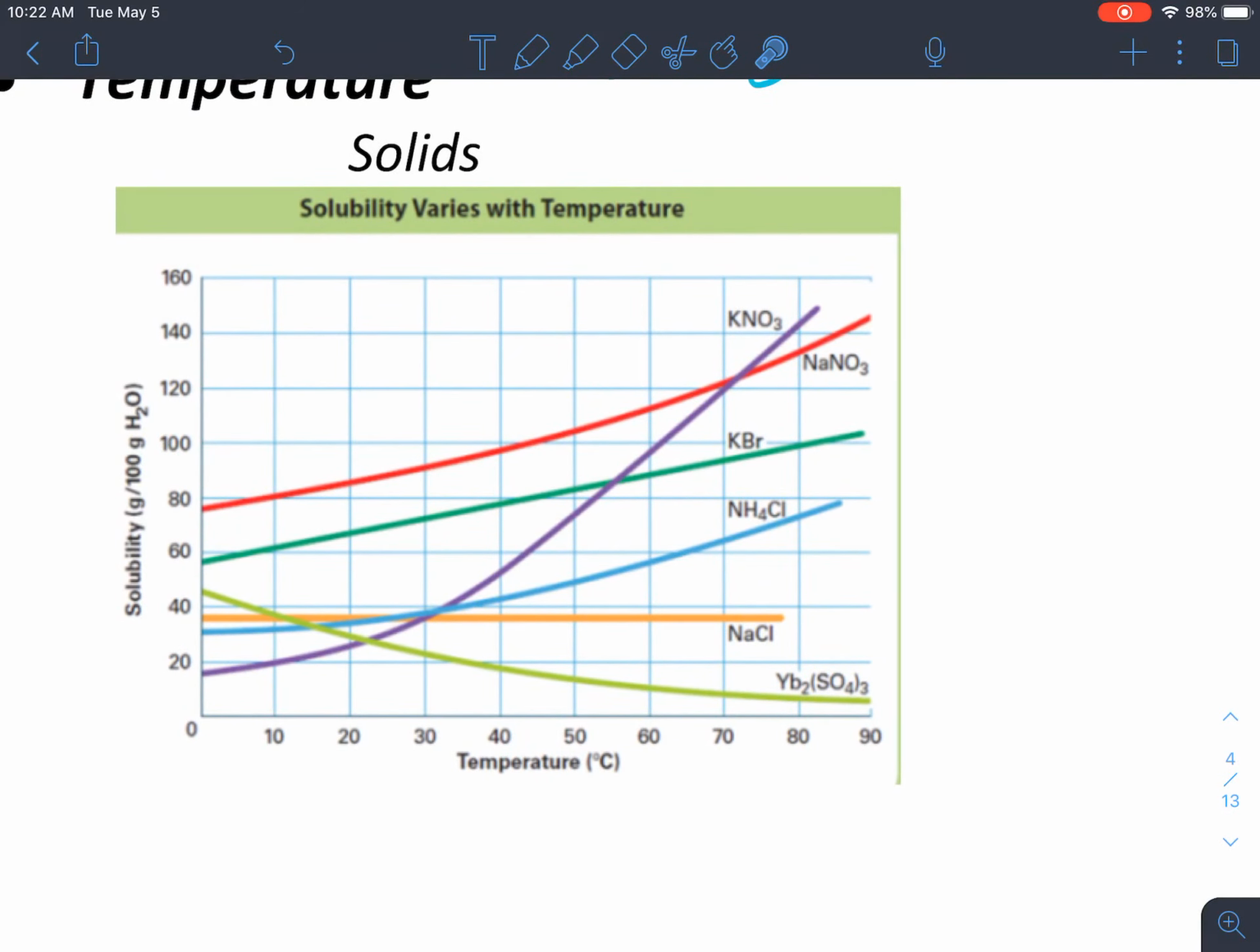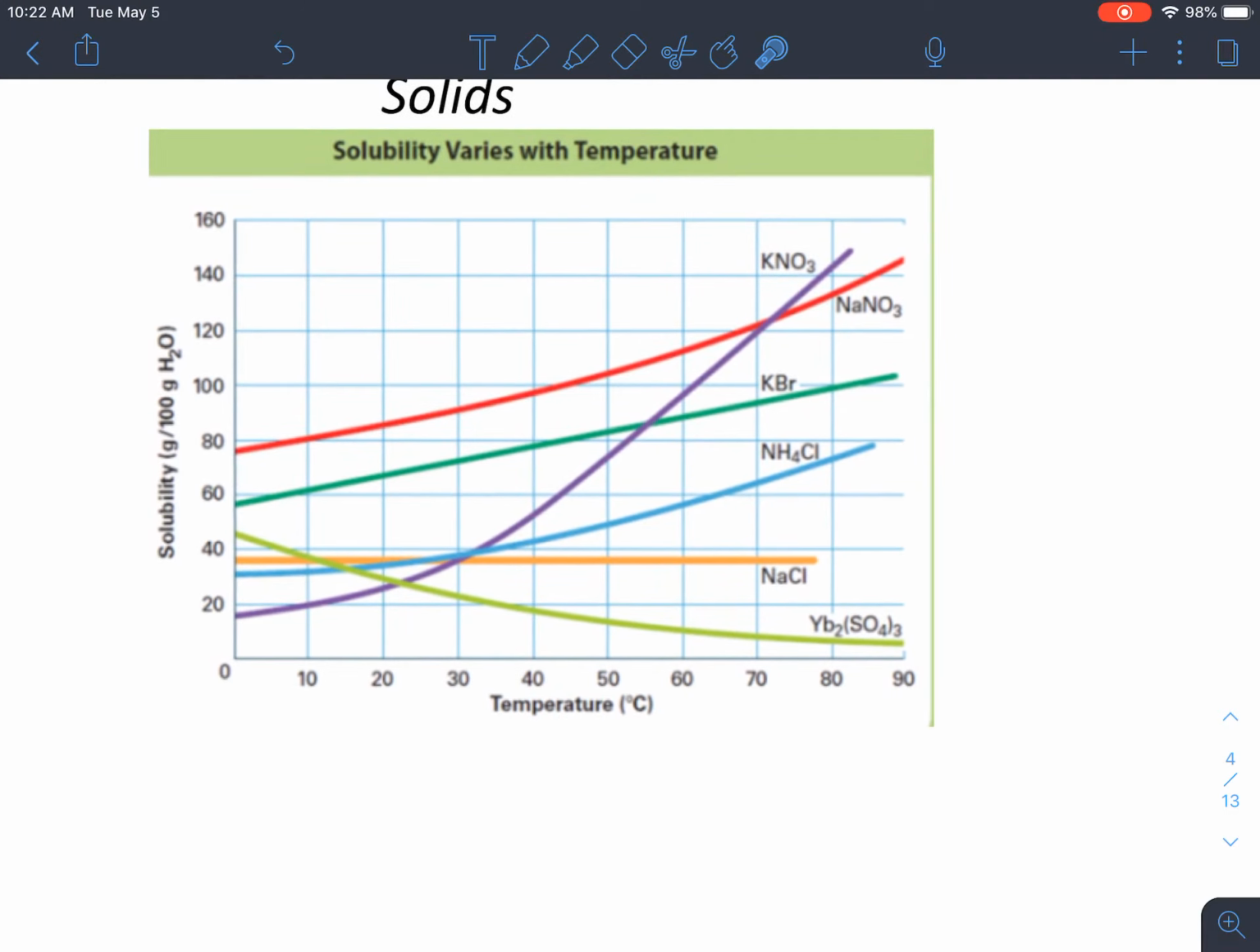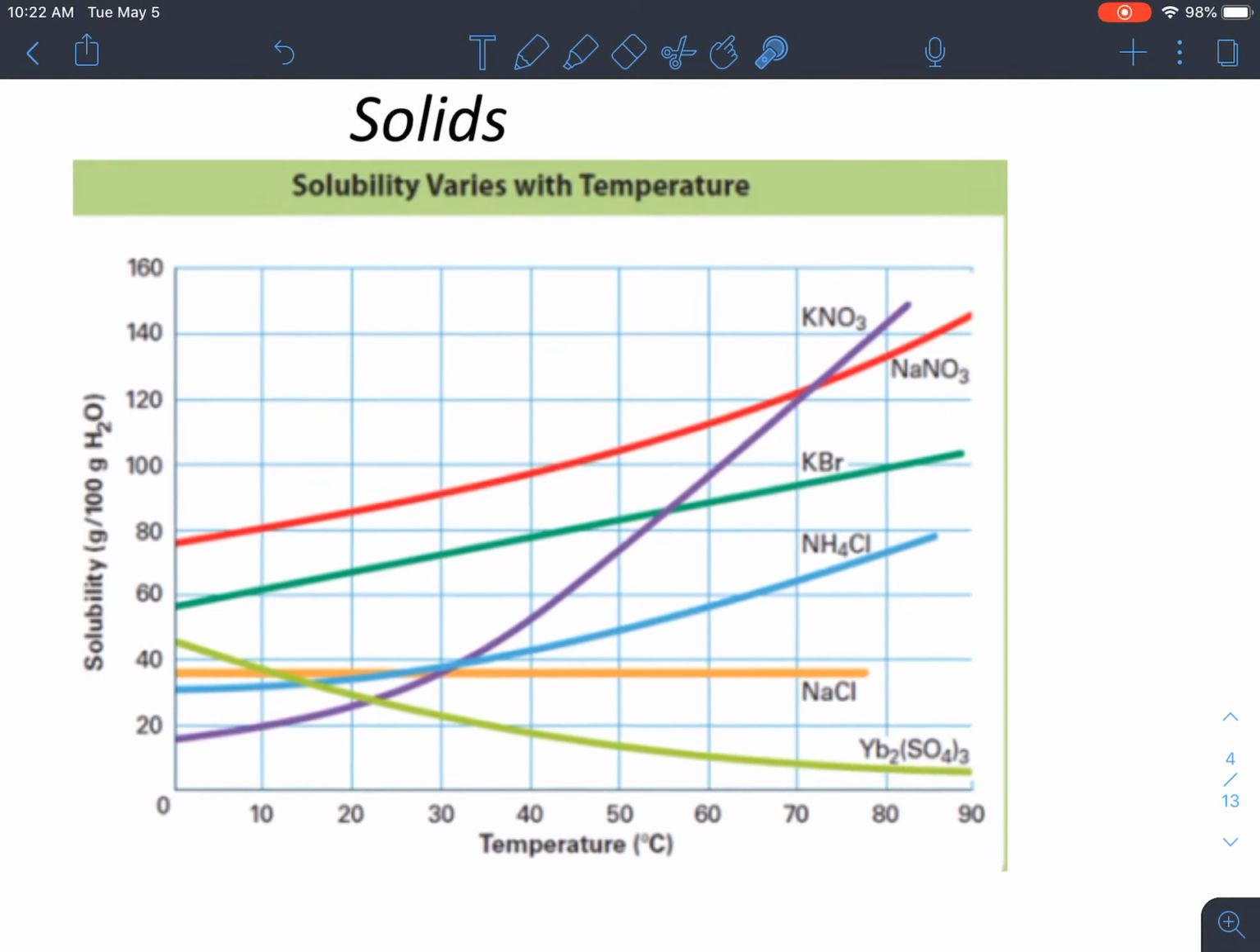So you can see here solubility, if you take a look at the axis, at the unit, it says grams per 100 grams of water. What this means is that the numbers on the y-axis represent grams of whatever substance we're looking at dissolved in 100 grams of water. So that's what this unit means. You are going to see this throughout this unit, so keep that in mind.